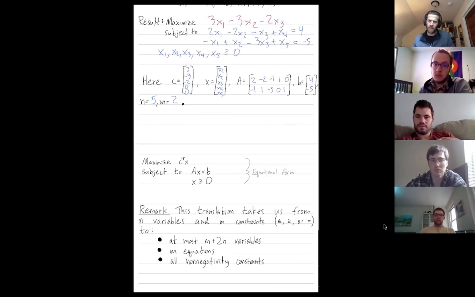And then you don't expand the number of constraints in some sense. From our m constraints, we get at most m equations, maybe exactly m equations, along with all non-negativity constraints. So in any case, you don't get this exponential explosion from n variables and m constraints. This procedure gives us a linear number of variables and constraints.